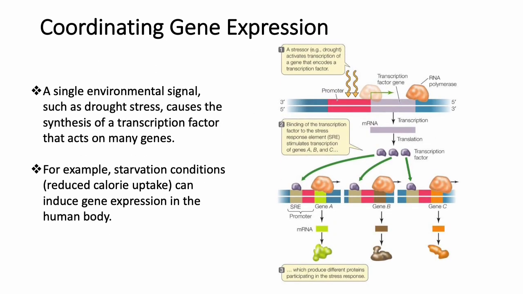So there is a kind of coordinated gene expression, both in prokaryotes and also in eukaryotes. A single environmental signal, such as drought stress, can cause the synthesis of a particular transcription factor that acts on many genes. So we can take, for example, drought. It activates transcription of a gene that encodes a transcription factor. So what we then get is the binding of the transcription factor to the stress response element, known as SRE. This then stimulates the transcription of several genes, so genes A, B, and C, which then produce different proteins participating in that stress response. And we can also get different types of coordinated gene expression.